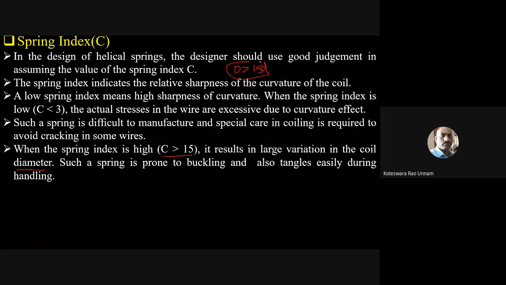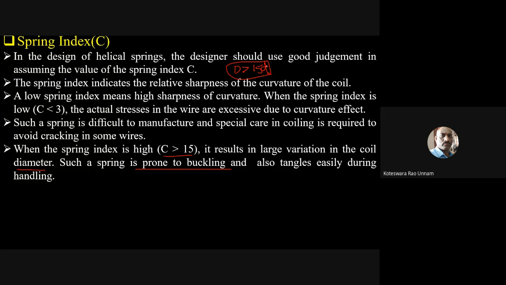Your capital D is greater than 15 times small d, which will result in large variation in the coil diameter. So if you compare this D to this P, there is a large variation. Such a spring is prone to buckling. So that means if C is more than this, the spring can buckle, and it also tangles easily during handling. So you cannot use C which is more than 15.